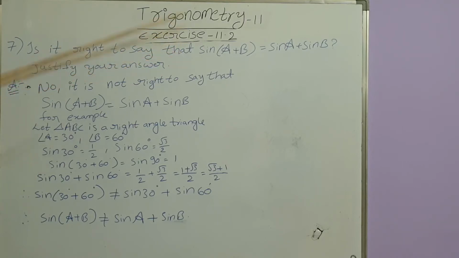In this seventh question, is it right to say that sin of a plus b is equal to sin a plus sin b? Justify your answer. No, it is not right to say that. See, is this equation correct? No, it is not possible.